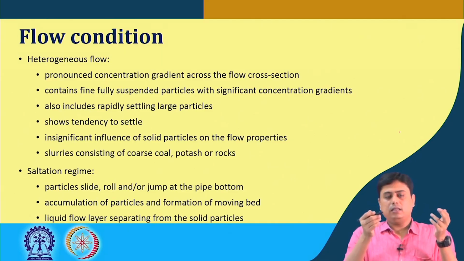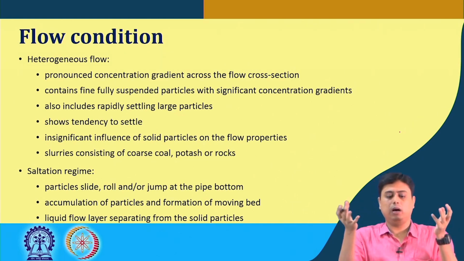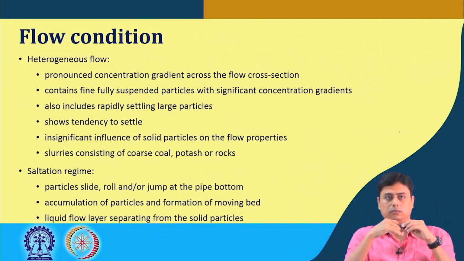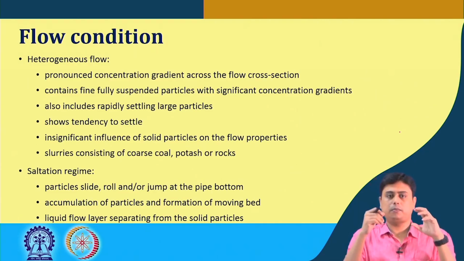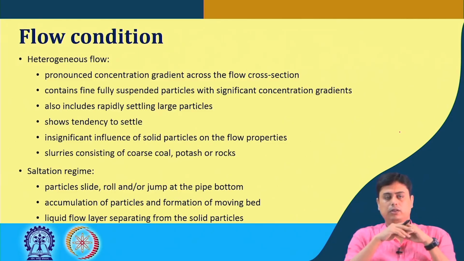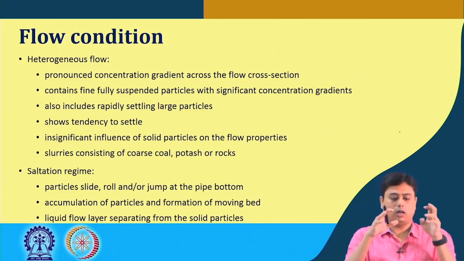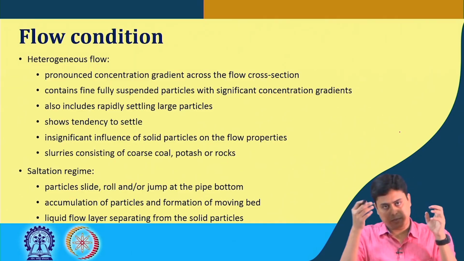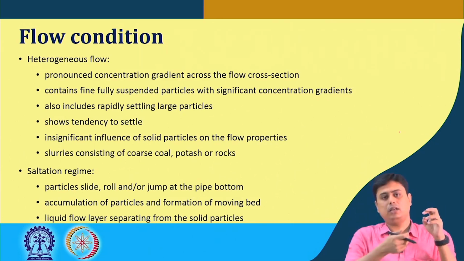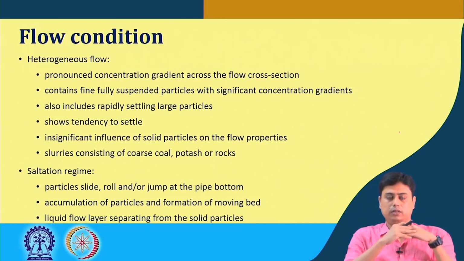So, in this case, it has been seen there is insignificant influence of the particle on the bulk property of the flow, unlike the homogeneous case where its rheology was depending on the solids. But here the solids don't have much influence on the flow properties of this heterogeneous flow. Examples of this case are slurries consisting of coarse coal, potash, rocks. So that means as size gets bigger and bigger, it tries to settle at the bottom of the conveying system.